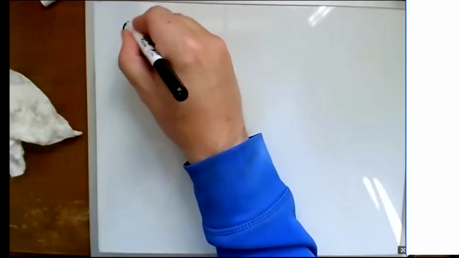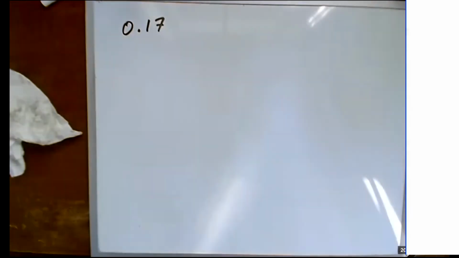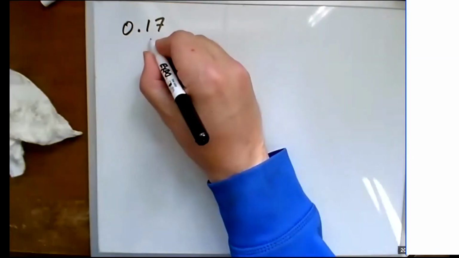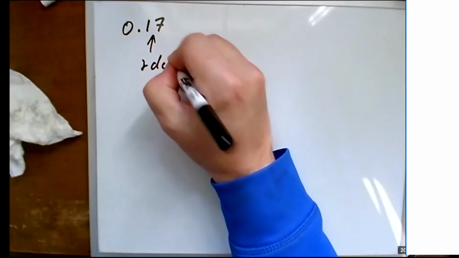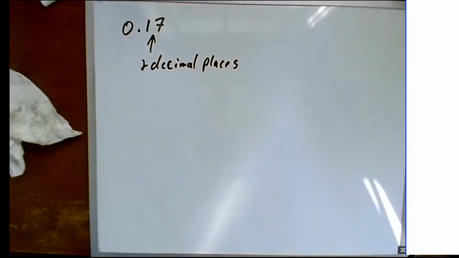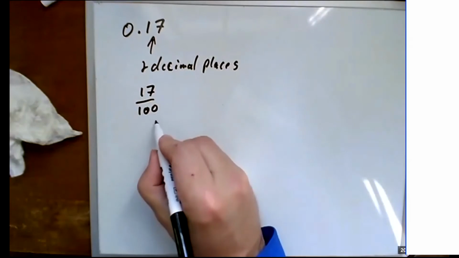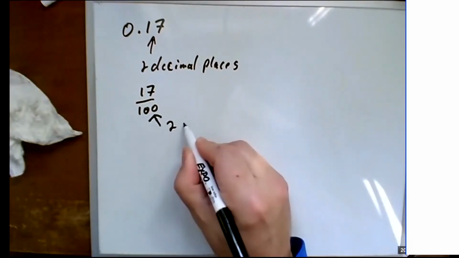Okay, decimals into fractions. Let's say that we've got a decimal 0.17. The easiest way to think of it is always to count your number of decimal places. This has 2 decimal places, okay, which is to say it takes us to the 100th place. But the other easy way to think of it, if it has 2 decimal places, you're going to want a 1 followed by 2 zeros on your denominator. Okay, so this becomes 17 over 100 because that has 2 zeros.